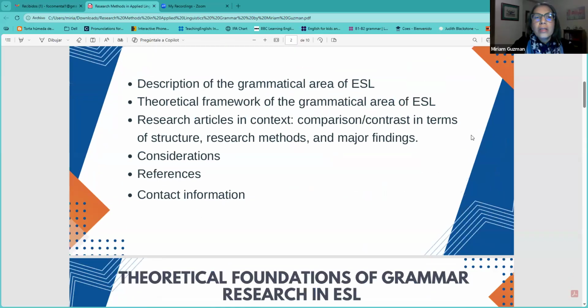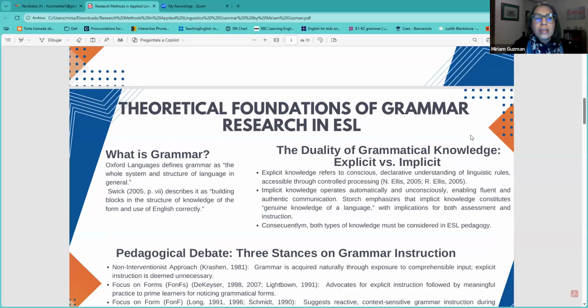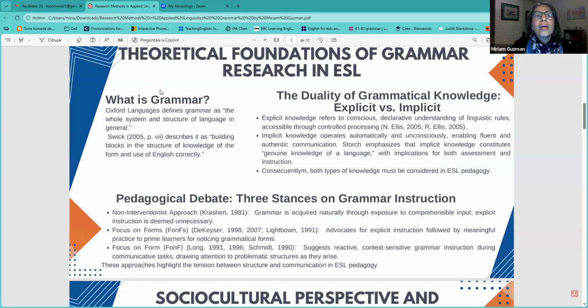Let's start with the theoretical foundations of grammar in research in ESL. So, what is grammar? To begin with, Oxford Languages defines grammar as the word system and structure of language in general. Similarly, Swick 2005 described it as the building blocks in the structure of knowledge of the form of use of English correctly. Therefore, our goal is not to see grammar as rigid rules, but rather as a dynamic system that shapes communication, learning, and identity in the ESL context.